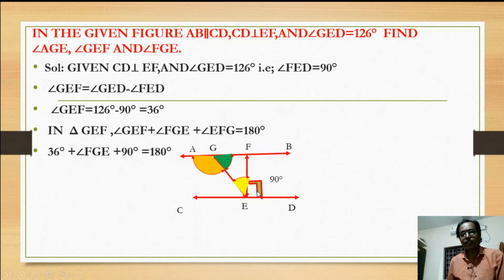Then this 90 degrees at E, FED is 90 degrees. Then definitely GFE is also 90 degrees. Why? Because alternate interior angles. Okay. Now 36 plus FGE plus 90 degrees equal to 180.